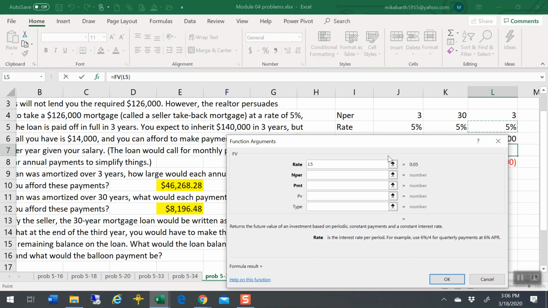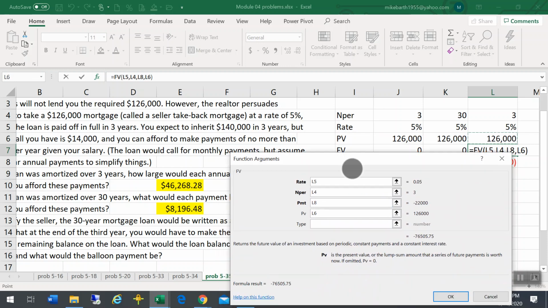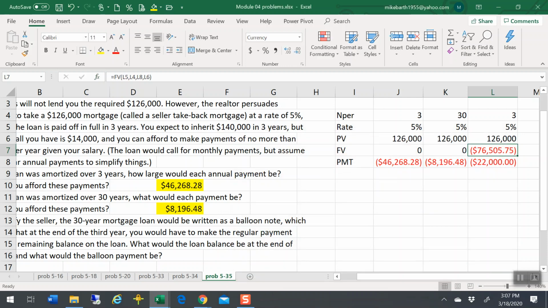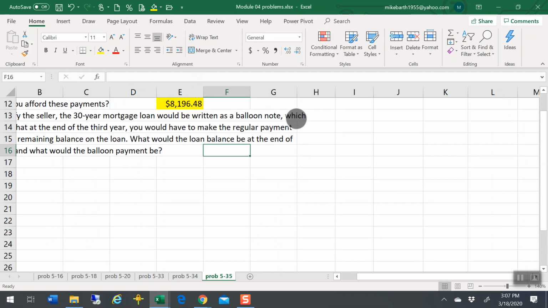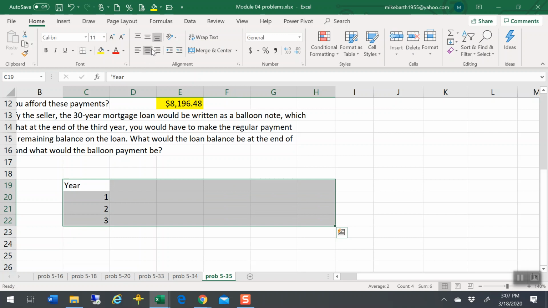Okay, and that would be, if the rate was 5% and it was for 3 periods, and I know that the payment is $22,000, and I know that the present value is 126. That tells me that a balloon payment, if I promise to give a balloon payment of $76,505.75 at the end of the 3 years, that would accomplish that. Now I could have set up an amortization schedule and done the same thing, or there's actually other tricks of the trade here with Excel that would have done that.